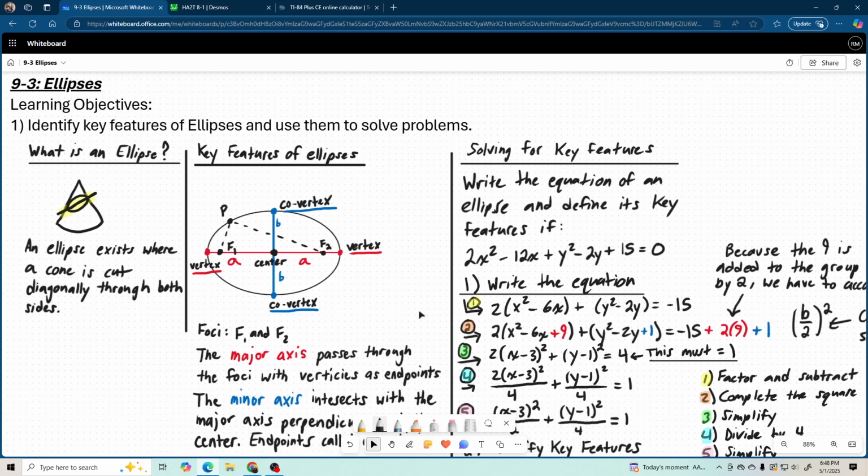In the next video, we'll be doing 9.4, which are hyperbolas, which are basically like double parabolas that extend in opposite directions. So, all right, I'll see you there.